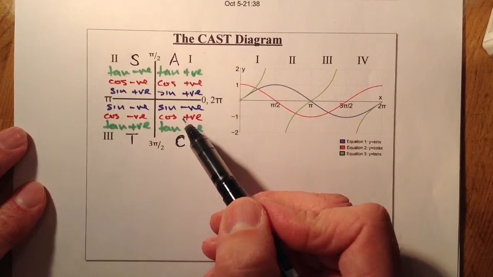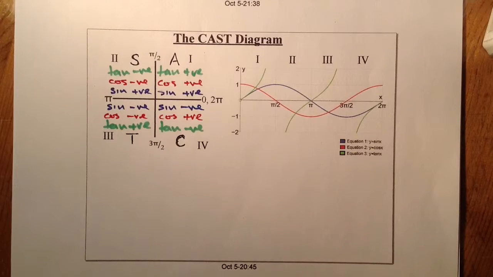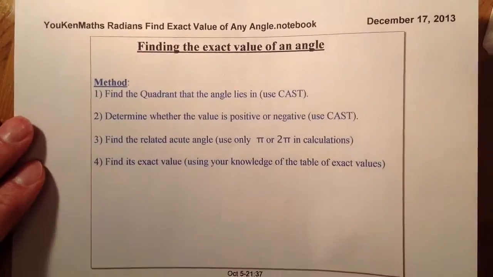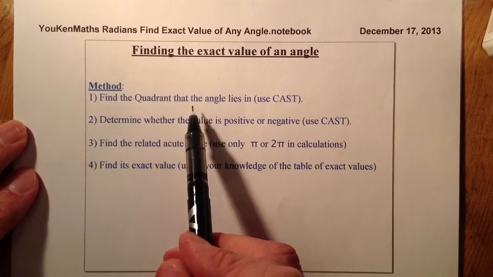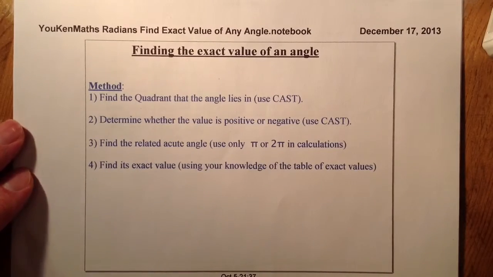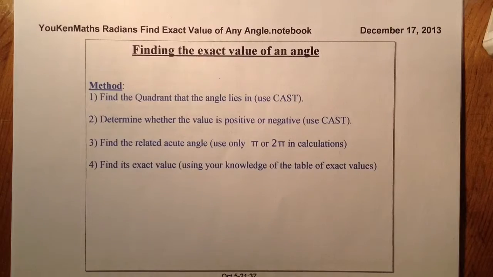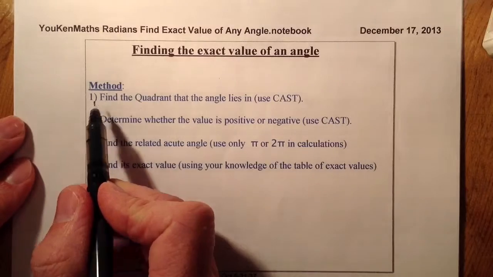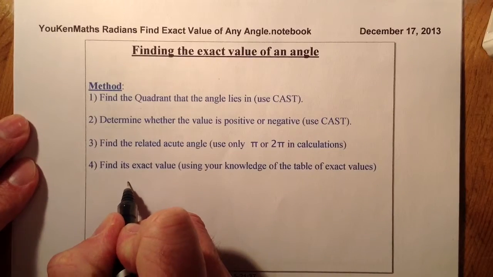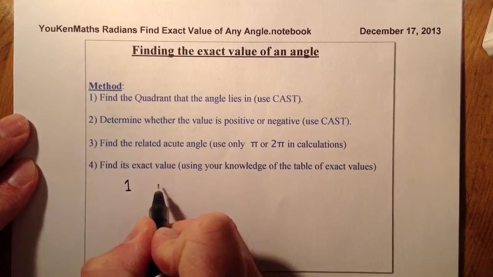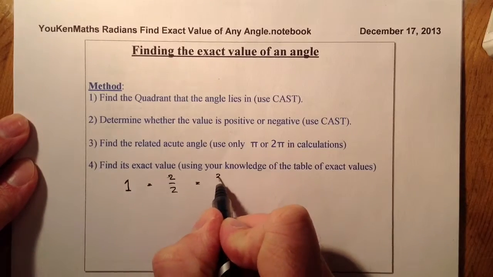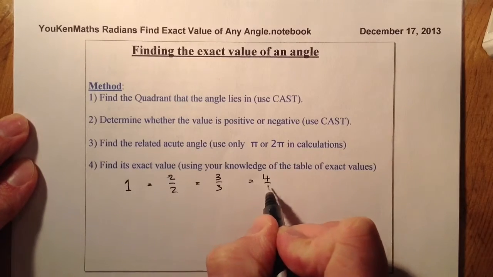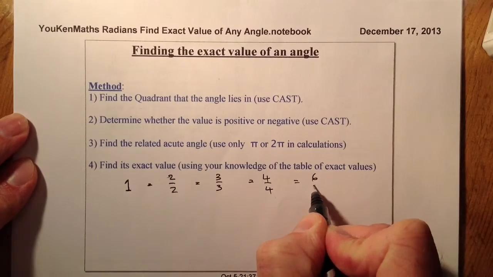I'm going to be using this a lot when I'm solving the problems that I've got. So the process I'm going to follow is to find the quadrant that the angle lies in using the cast diagram, and I'm going to use some fractions to help me with that. For step number 1, I'm going to use some fractions. For 1, sometimes I'll substitute in 2 over 2, because that's just equivalent. I'll maybe substitute 3 over 3, maybe 4 over 4, maybe 6 over 6.